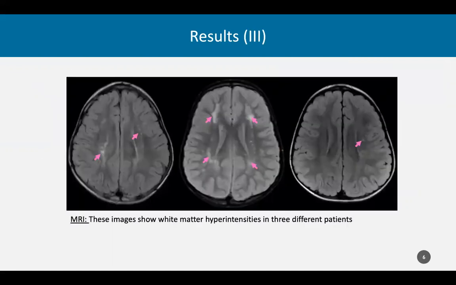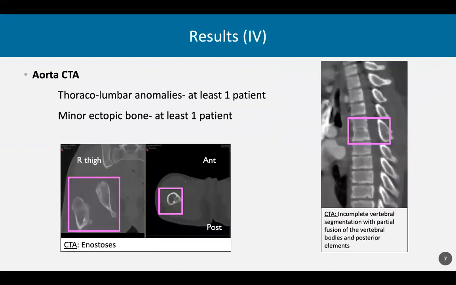These images show the white matter hyperintensities as talked about on the previous slide in various locations within the brain. Even though the CTA was performed for the aorta, we discovered several minor skeletal anomalies, including incomplete vertebral segmentation and synostoses in the right thigh.